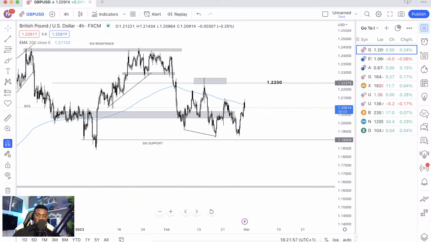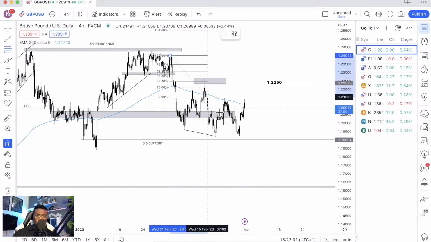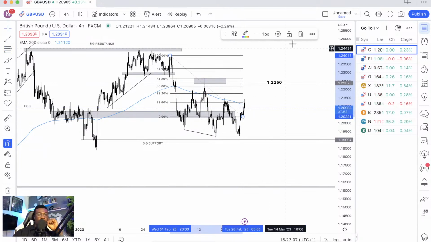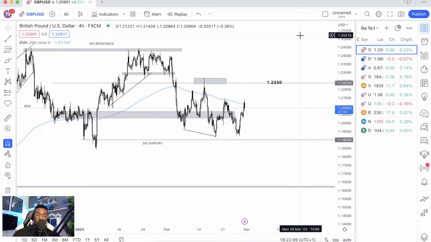I think we did it in one of our sessions where we drew our FIB, and that was exactly at the 61.8 extension level. So these are some factors that caused this pushback to the downside, and hopefully you guys took advantage of these opportunities, right?